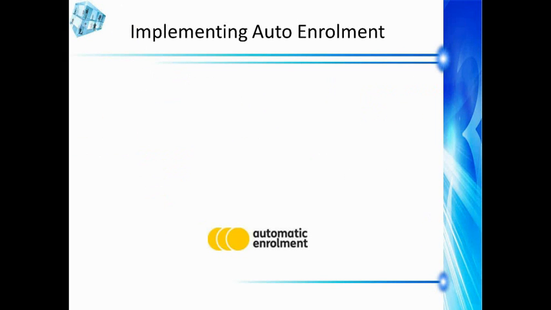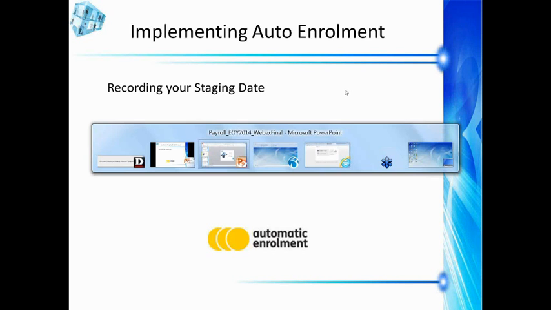Okay, now let's have a look at how you implement auto-enrollment within Opera 3 itself. The first thing you need to do is record your staging date, and that's quite important because the software looks at the staging date to do various actions. So how do you record the staging date?